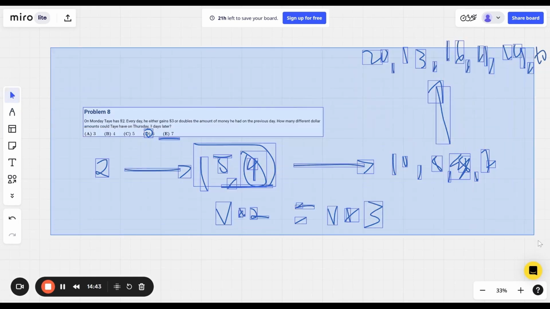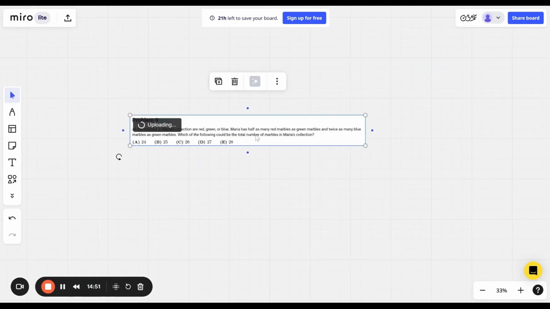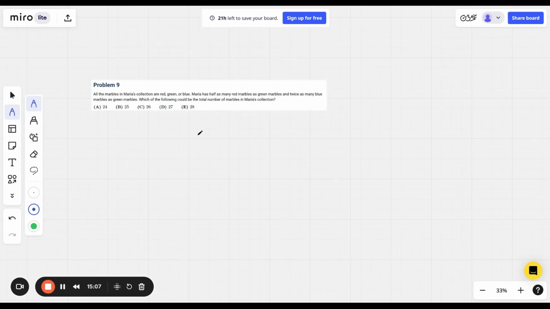Alright, problem 9. All the marbles in Maria's collection are red, green, or blue. Maria has half as many red marbles as green marbles and twice as many blue marbles as green marbles. Which of the following could be the total number of marbles in Maria's collection?